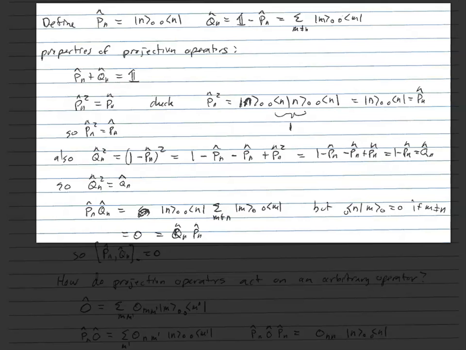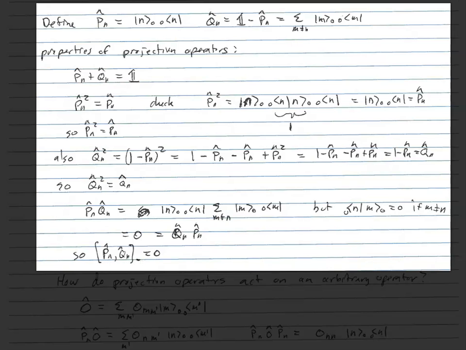Another important point is that Pn times Qn is equal to 0. So I can't project onto the eigenspace and perpendicular to the eigenspace at the same time. You can easily see this from the definition because the overlap of the state 0n with the state m0 is equal to 0, because the states m0 include every state except the state 0n, and the eigenstates form an orthonormal basis of the Hilbert space. Similarly, you can verify that QnPn is equal to 0. Now, because PnQn is equal to QnPn, that means these projection operators commute.